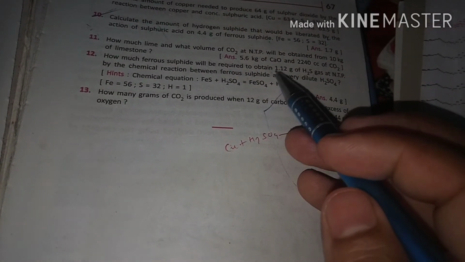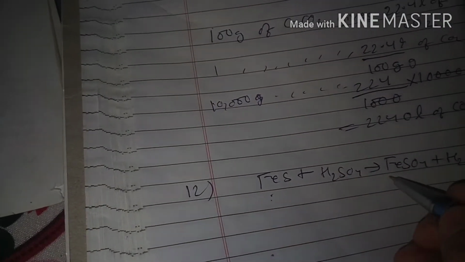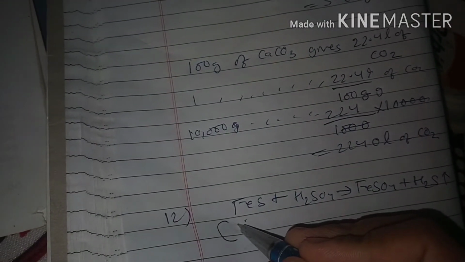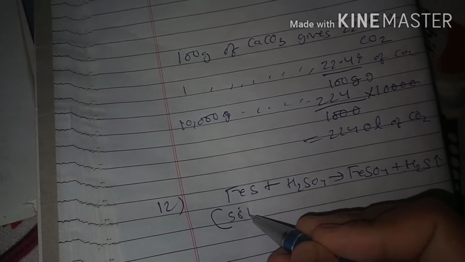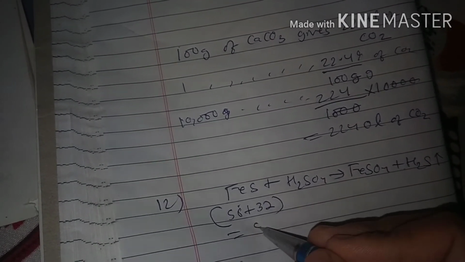H2S gas is given here. So H2S is known, ferrous sulfide is unknown. First I will write the molecular weight. Iron is 56 and sulfur is 32, so that becomes 88 gram.